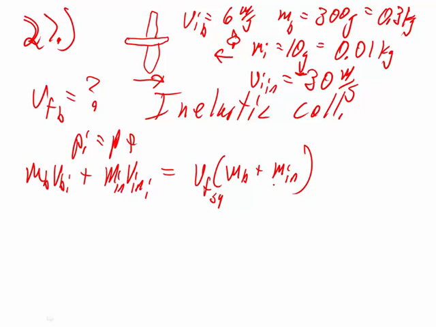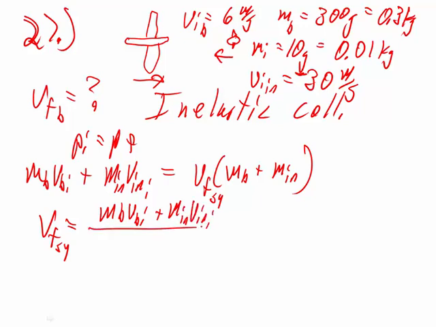So the final velocity of the bird-insect, we're going to call it the entire system, is equal to the mass of the bird times the velocity of the bird initial plus the mass of the insect times the velocity of the insect initial, divided by the mass of the bird plus the mass of the insect. So let's plug everything in. The velocity of the system final is equal to what?